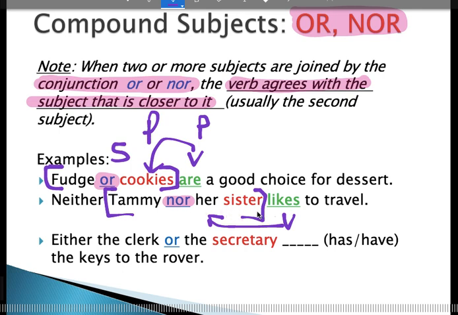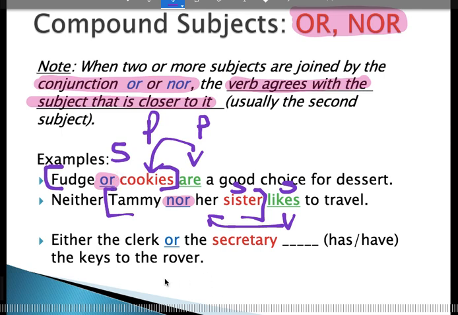So that means that in this sentence, the word sister is closest to our verb. Sister is singular, which means we need a singular verb. So a verb with an S, likes. Her sister likes to travel. You would not say her sister like to travel. So because this subject is closest to our verb, that means that this singular subject makes this verb singular. So it has an S. Again, we totally ignore Tammy. It's like she's not even there because we have the word nor.